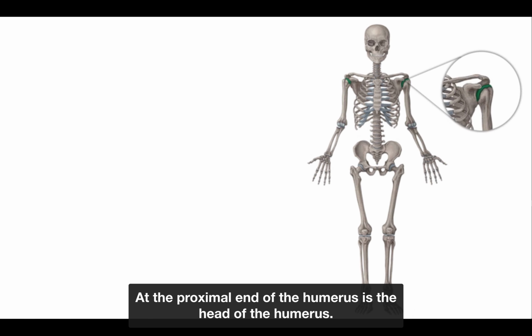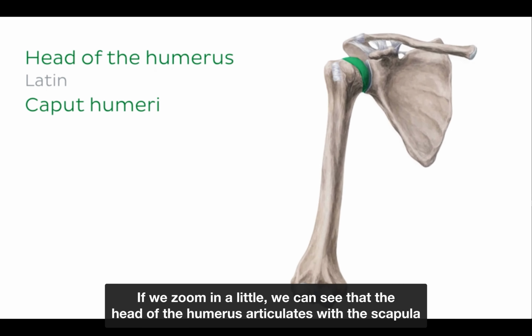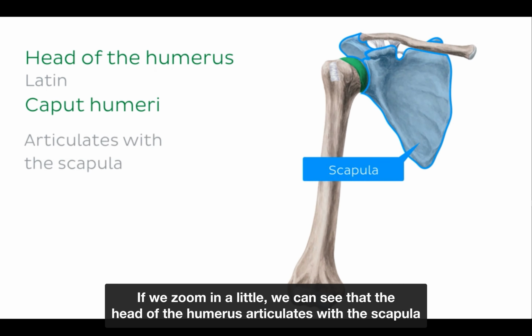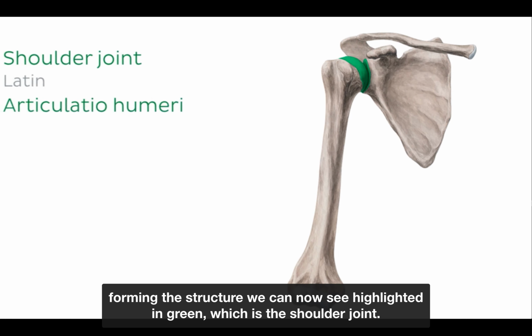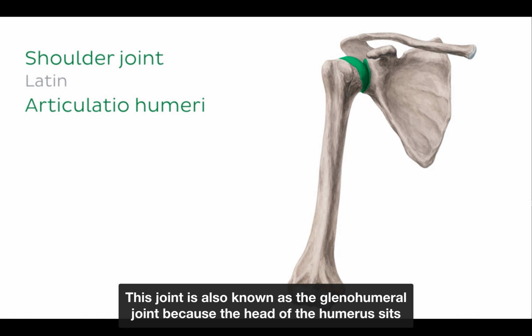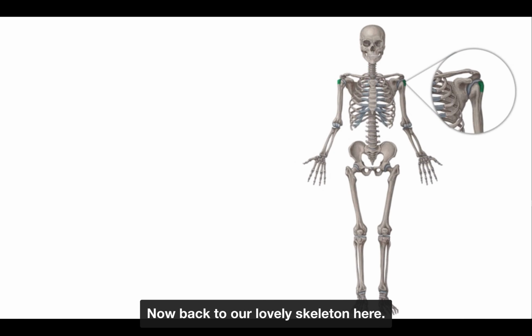At the proximal end of the humerus is the head of the humerus. If we zoom in a little, we can see that the head of the humerus articulates with the scapula, forming the structure we can now see highlighted in green, which is the shoulder joint. This joint is also known as the glenohumeral joint because the head of the humerus sits in the glenoid cavity of the scapula. Now back to our lovely skeleton here.